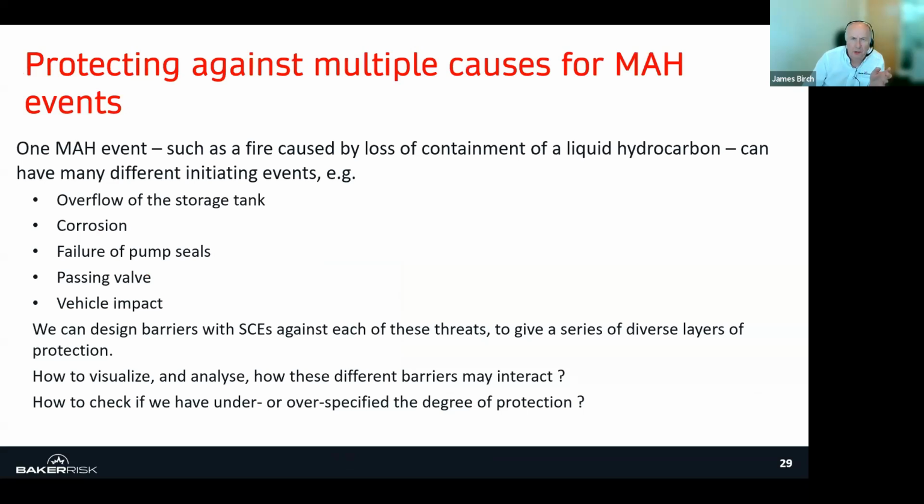Major accident hazards usually have more than one cause. For example, we have a storage tank here, and there are many ways we could lose containment. We could overflow it, the tank could corrode, we might have a passing valve or a failed pump, we may have a vehicle impact. So we have to consider all of those in how we protect. How do we make the judgment of have we done enough or have we done too little? It helps to be able to visualize that.